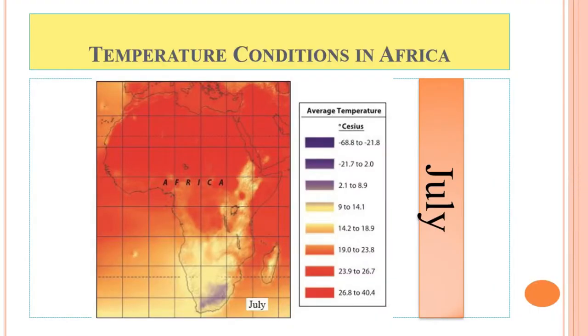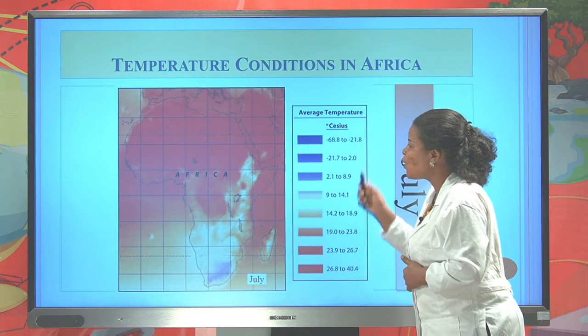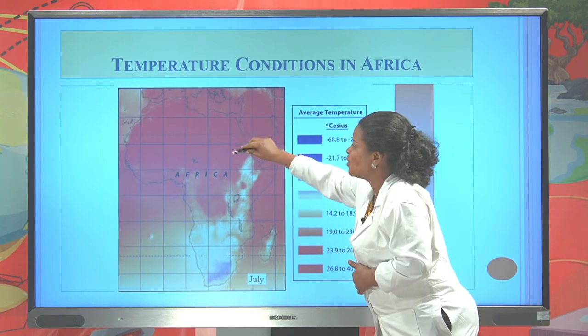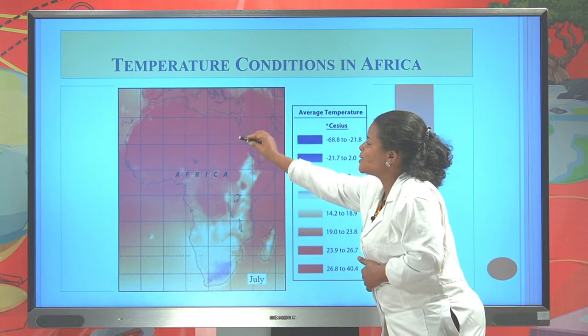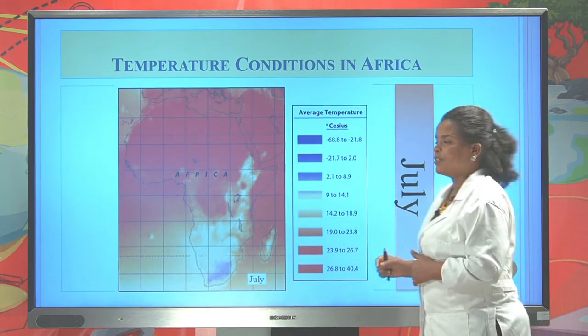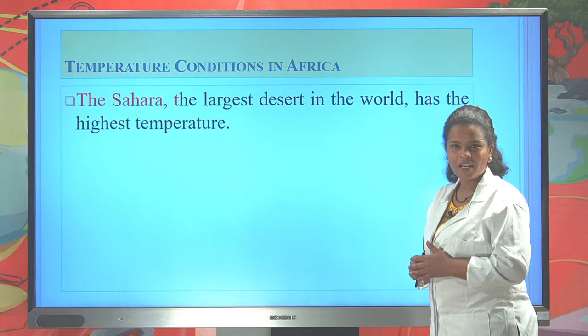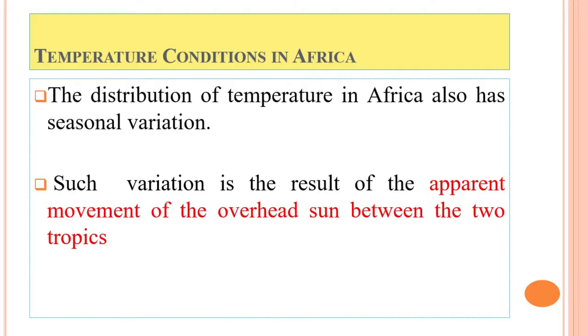During July, low pressure develops in the northern part of Africa because the sun is overhead north of the equator. So northern Africa in this month has high temperature. The Sahara Desert is the largest desert in the world because of its location. It is found far away from the influence of ocean currents.